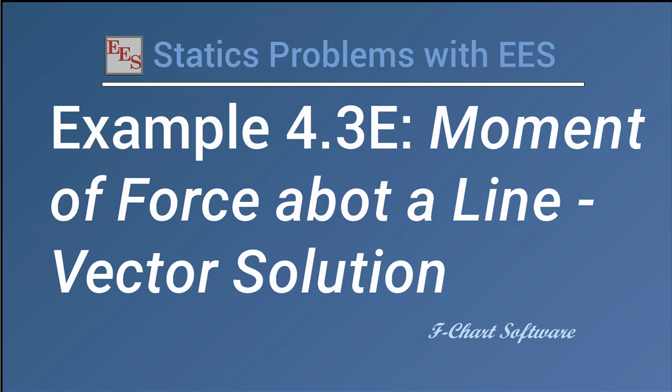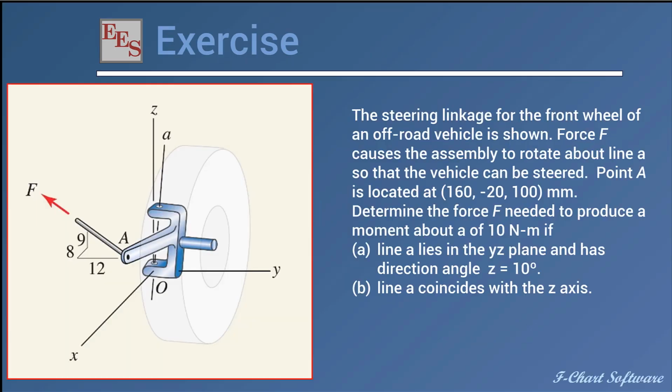Okay, so let's revisit example 4.7 from the text, which is shown here. The steering linkage for the front wheel of an off-road vehicle is what's shown here. And you can see that in order to steer the vehicle, you apply this force F, and the direction of the force is given here in terms of the components 8, 9, and 12.